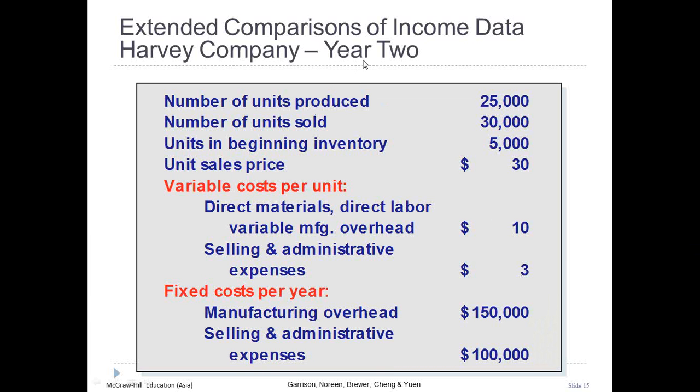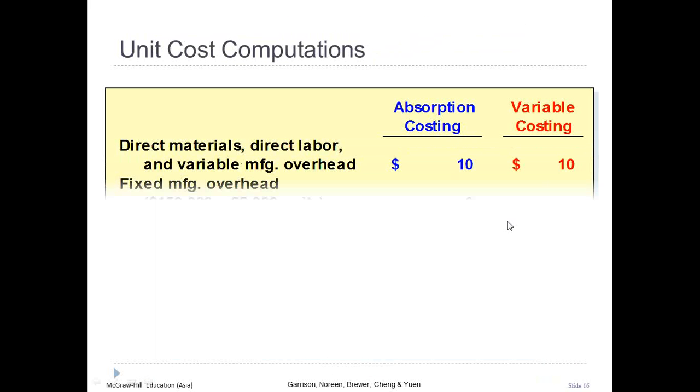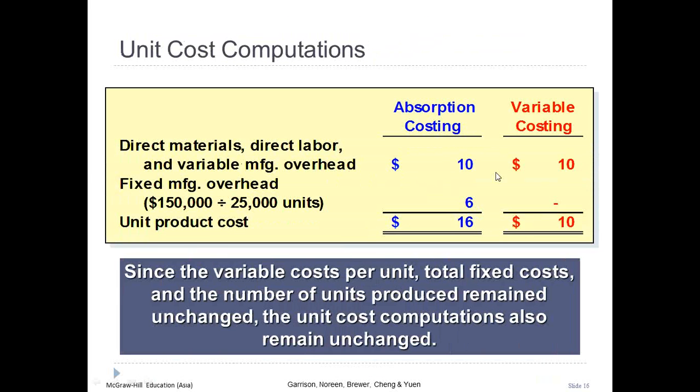Now we're going to look at year 2 and see what happens. So, again, direct materials, direct labor, variable overhead, $10 and $10, the same under both methods. However, here's the difference. Fixed manufacturing overhead is $6 in absorption. Since the variable cost per unit, total fixed costs, and the number of units produced remained unchanged, the unit cost computations also remain unchanged.